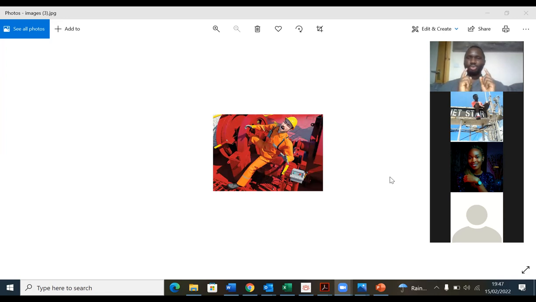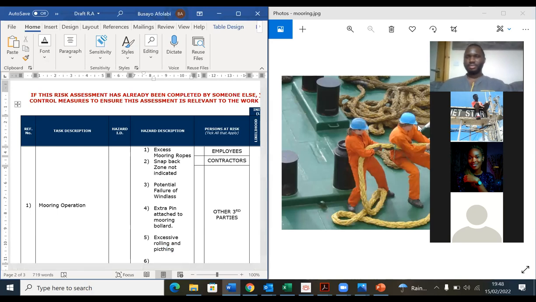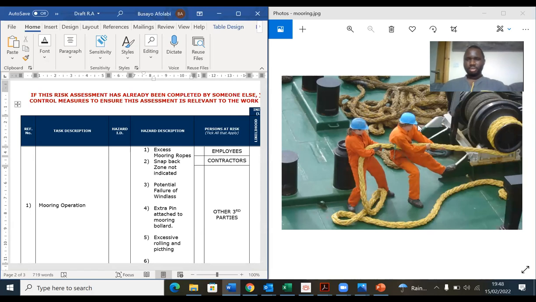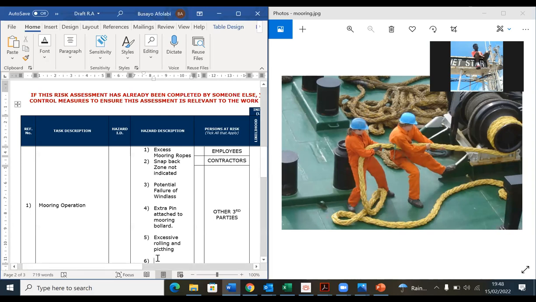Inexperience. Will you go and stand there? Will you put your leg there to adjust something? No. Why do you think we make someone go and stand there? Inexperience. Negligence. Thank you. Who said that? God bless you. But yeah, inexperience. So let's come back again to our risk assessment. And this man standing in the front now, who again will I call? Is that how you handle mooring operation? Negative, sir. Negative.